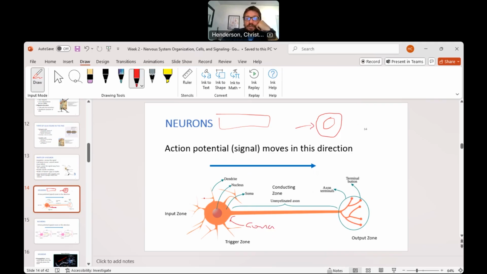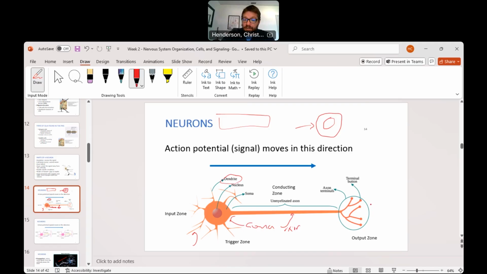All right, now we need to receive signals. So where are we going to receive signals from? Antennae. These antennae are called dendrites. Now we also have to send signals. So signals are going to get sent down what? This thing called an axon. And then we need to talk to other nerves, muscles, glands, or organs. So how do we do that? We make what is called a synapse.